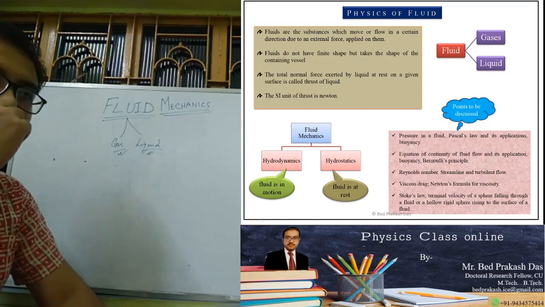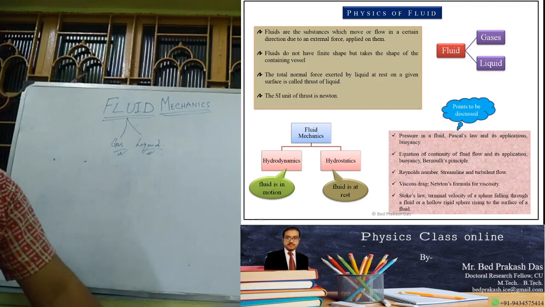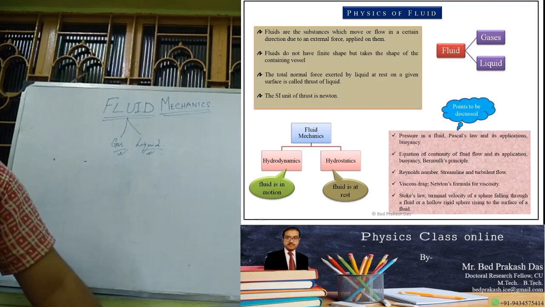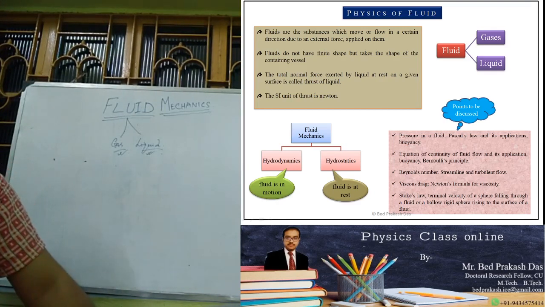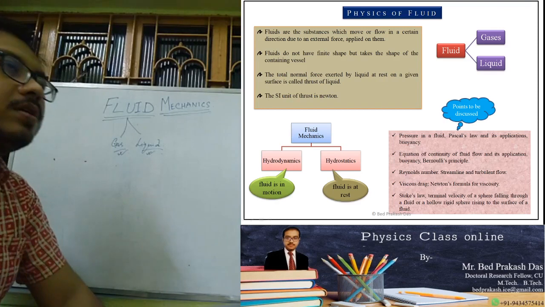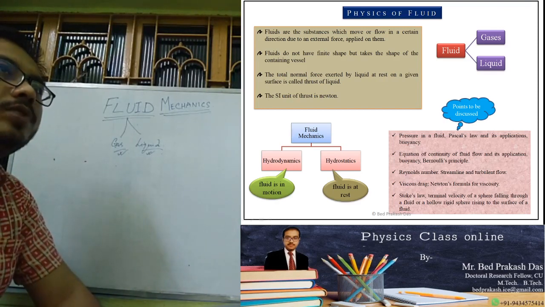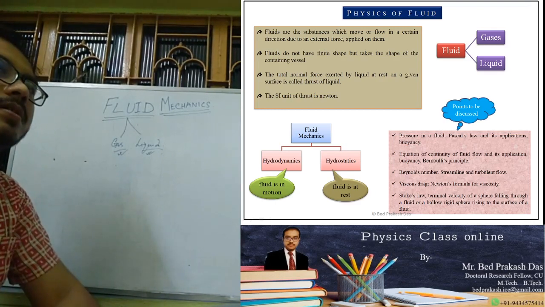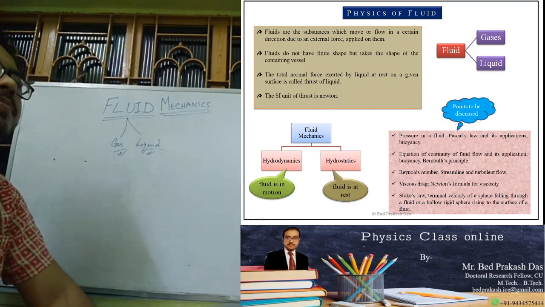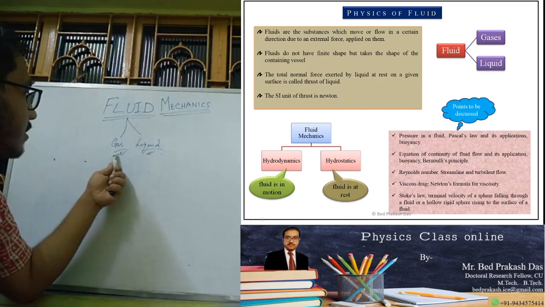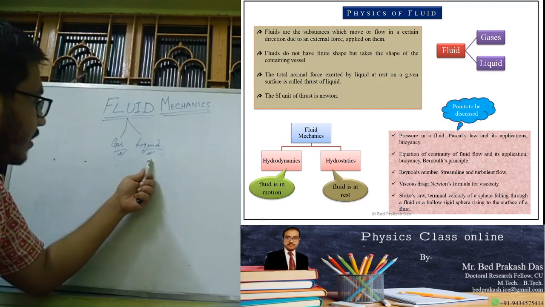definition. To be very specific, fluid is a substance that flows in a certain direction due to an external force applied on it. Basically, fluid has no structure or shape of its own. In whichever container or vessel you pour or keep it, it takes the shape of that container. Fluid is of two types: one is gaseous fluid, another is liquid.